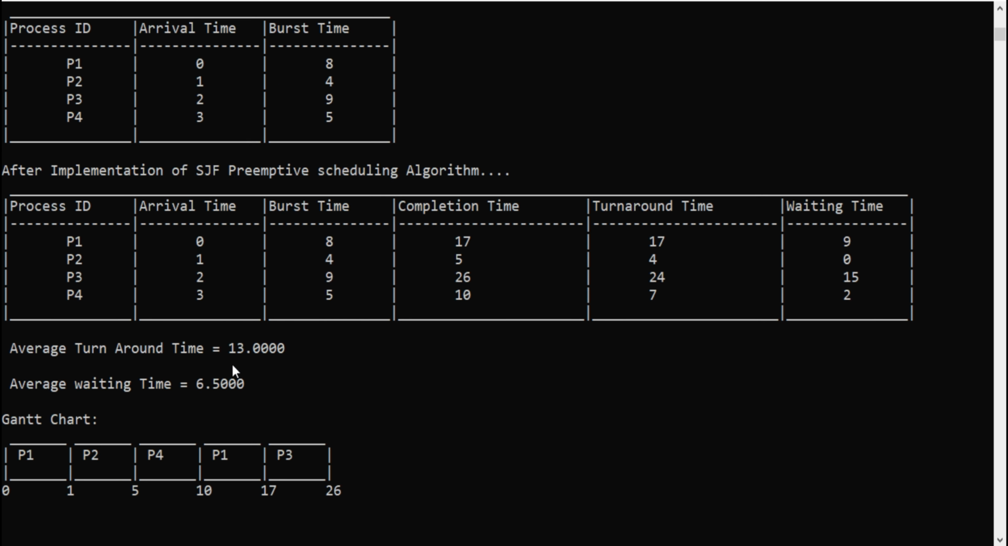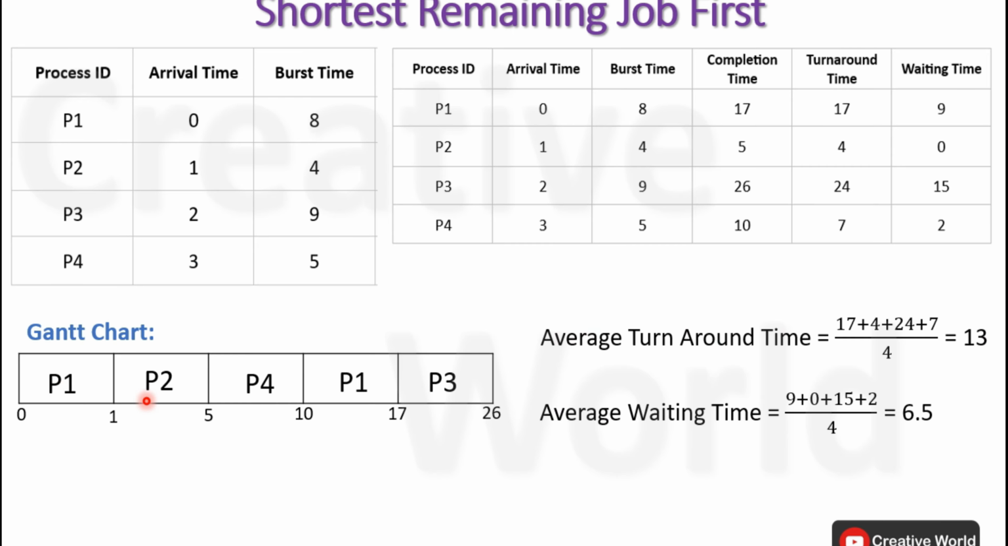We can also justify the Gantt chart. At time t0, P1 is executed, after that P2, P4, P1 and P3. And you may see that here some transitions are occurring between processes. This shows the nature of preemptive type algorithms.